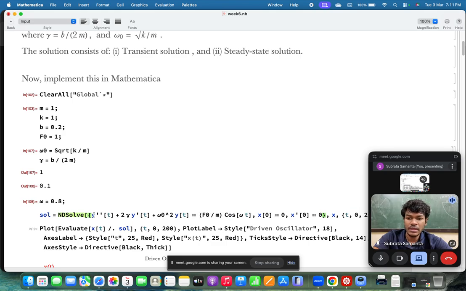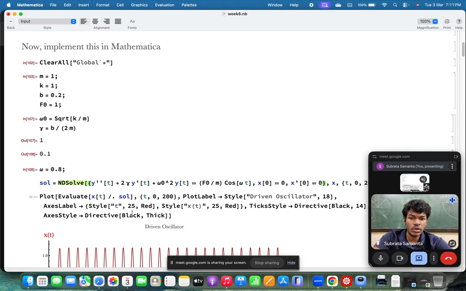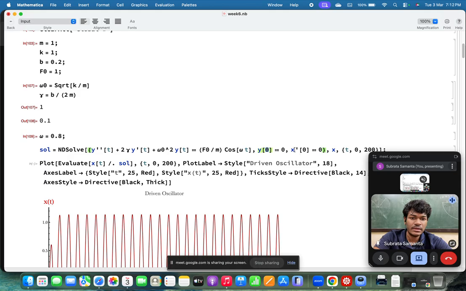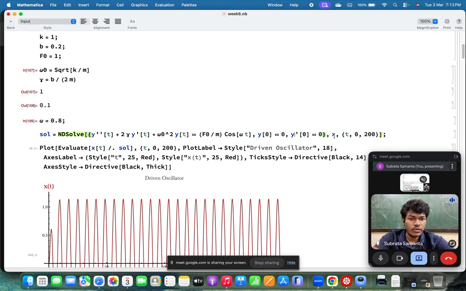In these equations, you know all the values of omega, gamma, f naught and m, so you put the values of all the constants to solve the equations. Now you have to put in initial conditions. You define the equations here, and you put the initial conditions: y at t equals 0 is 0, and y prime 0 is again 0. You have to put two equal signs here. These are the conditions, and you want to solve for y as a function of time t.